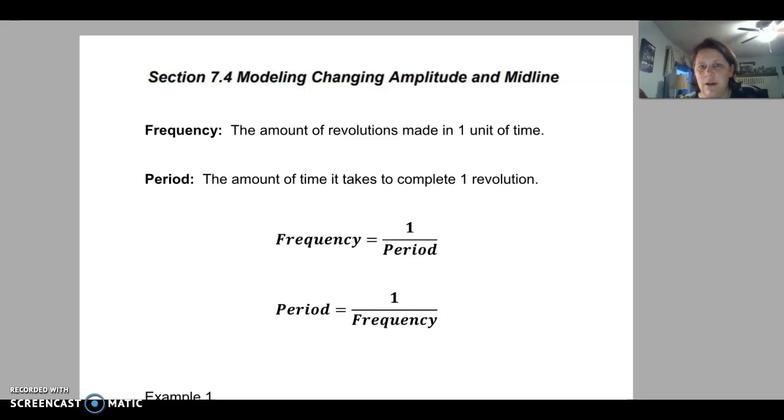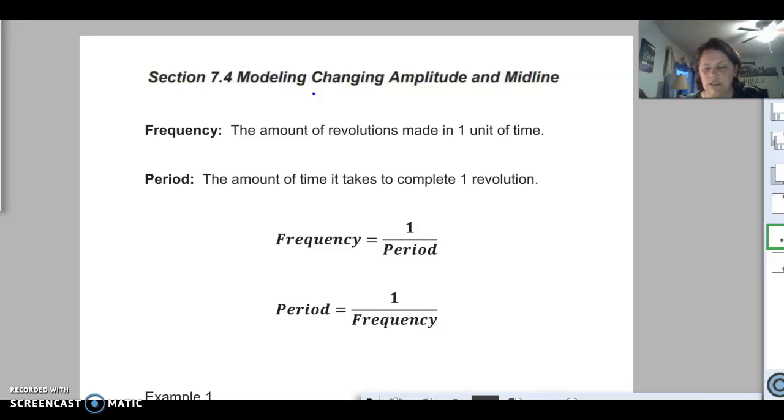So we have not talked about frequency in terms of our wavelengths yet. So frequency is the amount of revolutions that are made in 1 unit of time. The period is the amount of time that it takes to make 1 revolution. So let's look at an example of that.